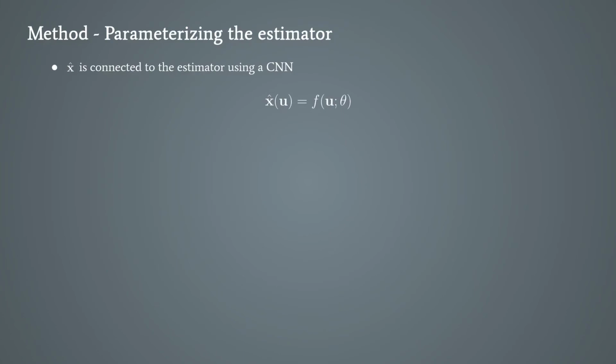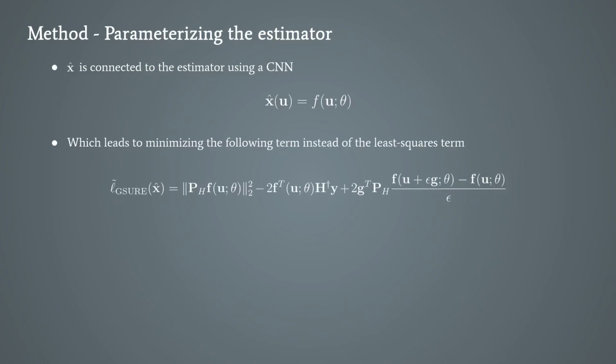In order to be able to use GSURE, we need the estimator X hat to be a sufficient statistic of U. Therefore, we parameterize X hat using a convolutional neural network F with parameters theta. This leads to the following loss function and the following objective function.